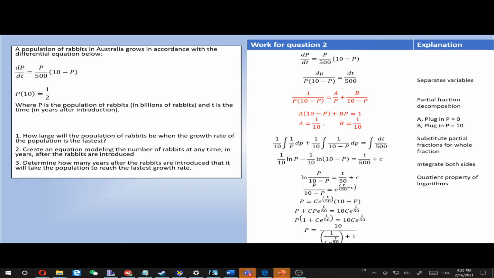Then I can raise both sides to a base of e after combining my logarithms with my quotient property of logarithms. I can multiply by 10 minus p, distribute our constant e to the t over 50 into both terms, add my p term back, factor out my p, and divide by what's left, and we get a new equation for the population at any time.